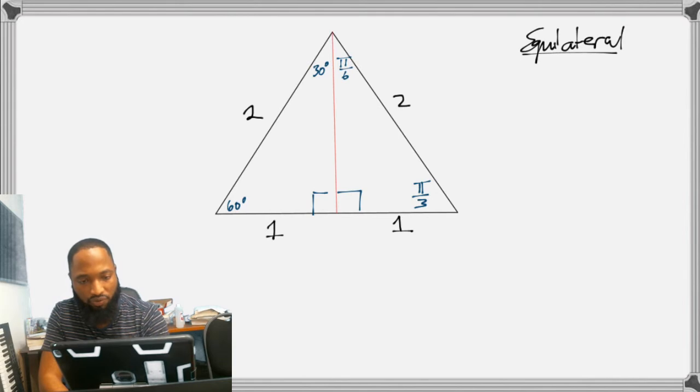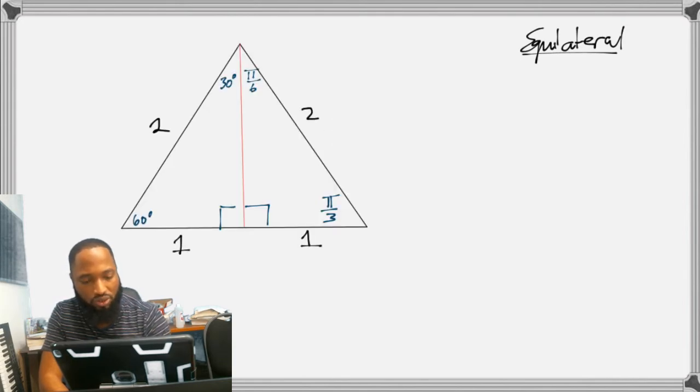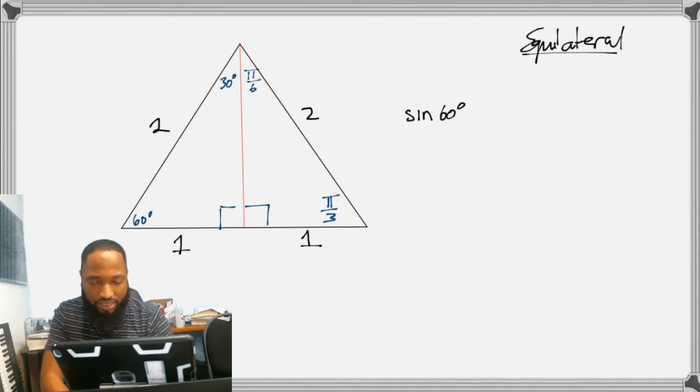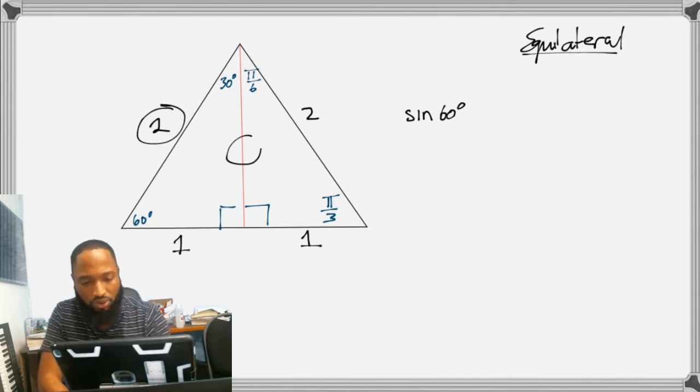So what does this prove? It proves that by using SOHCAHTOA, we can find the sine of 30 and the sine of 60. I can say the sine of 60 degrees is opposite over hypotenuse. Hey, we didn't find what our opposite side is. That's okay, we have Pythagoras' theorem. Pythagoras' theorem says that the hypotenuse squared is equal to the sum of the squares of the other two sides. In other words, c squared is equal to a squared plus b squared.